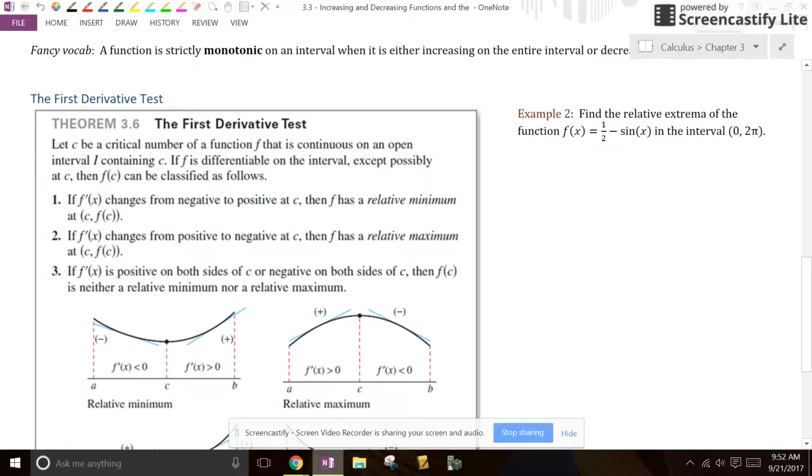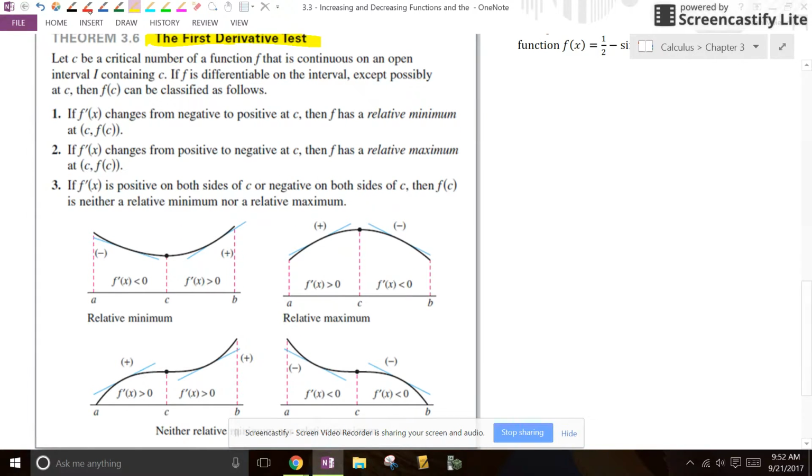All right, nice work on that one. Now let's talk about that. You can see the little note there in your notes is fancy vocabulary. We can say something is strictly increasing or strictly decreasing, or we could call it monotonic. So monotonic is a fancy word for saying it's increasing or decreasing the entire time. All right, what about this? The first derivative test, that's a big one, right? It's pretty self-explanatory though. I don't think it's going to spook us too much.